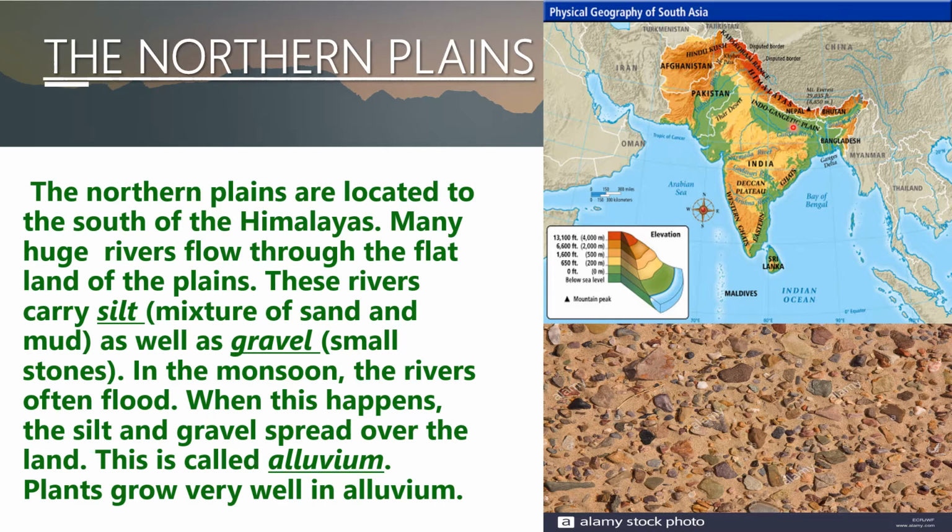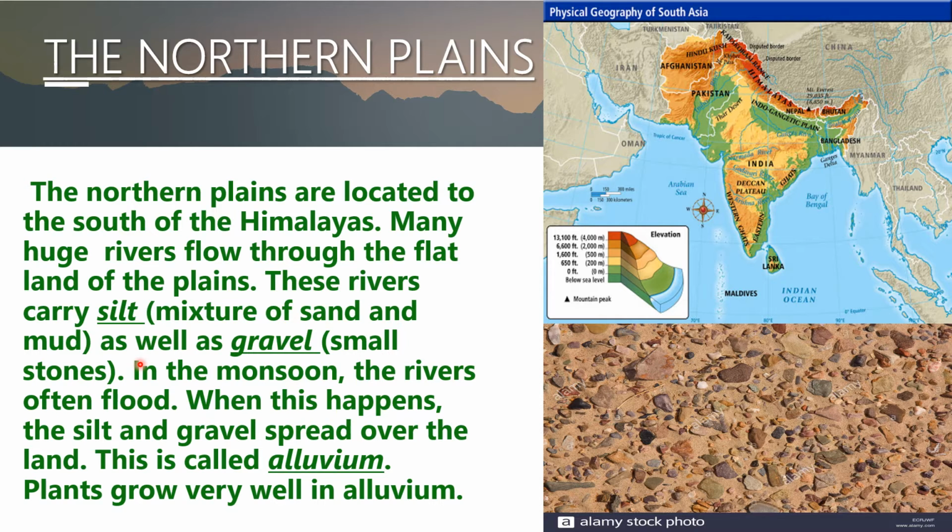Many huge rivers flow through the flat land into the plain. These rivers carry silt, that means a mixture of sand and mud, as well as gravel, that are small stones. When water flows from the hills, sand, silt and gravel, that means sand, mud and stones, all flow along with the water.